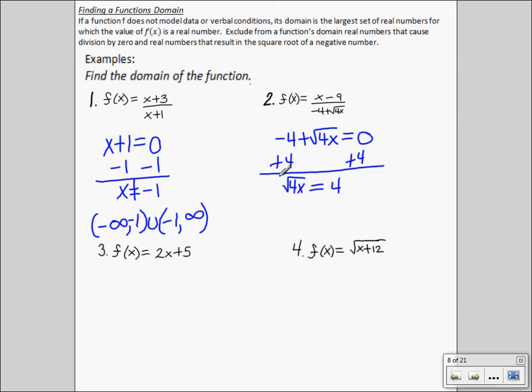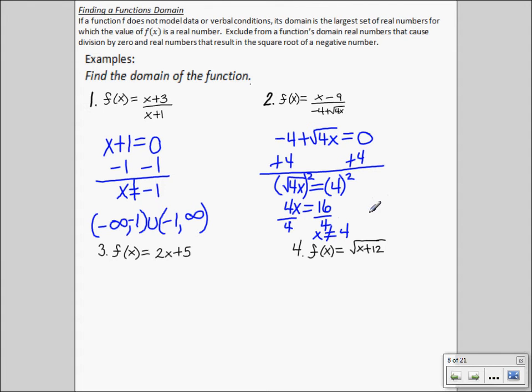To solve for the variable even further, square both sides to get rid of the square root. So you're going to get 4x is equal to 16. Now finally, to solve for x, divide by 4 on both sides. So you're going to be left with x equals 4. When you let x equal 4, you're going to get division by 0, which we do not want, so we have to cross out the 4.